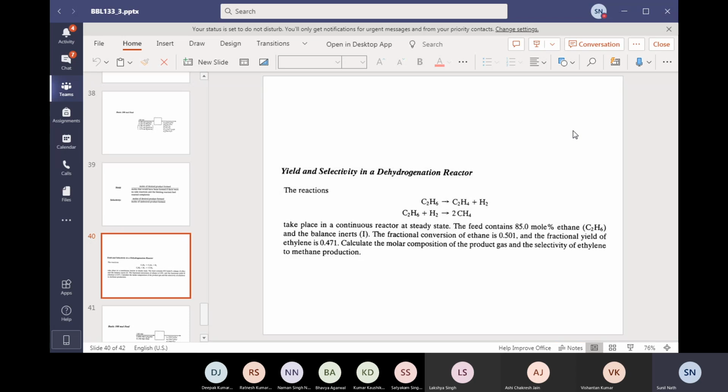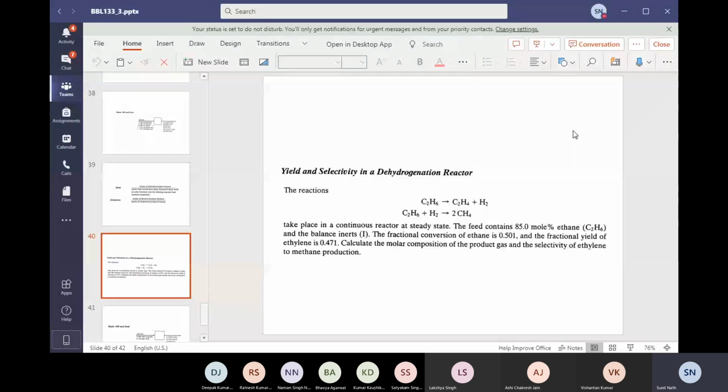Now we are given the composition of the inlet feed stream: 85 mole percent C2H6 and 15 mole percent inerts. Similarly, if we do an exit flue gas analysis, we can obtain the mole percent or volume percent of the exit or product stream. So that is given to you.